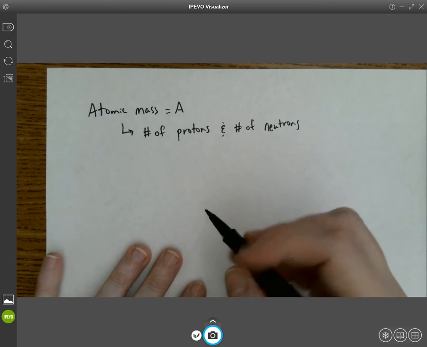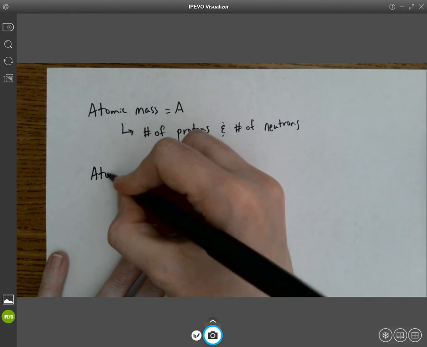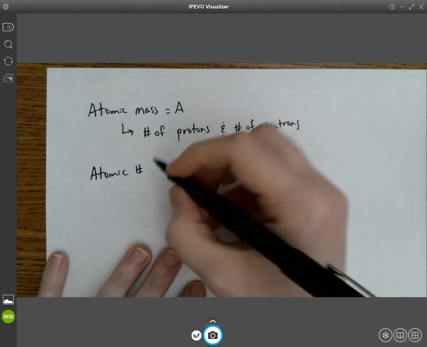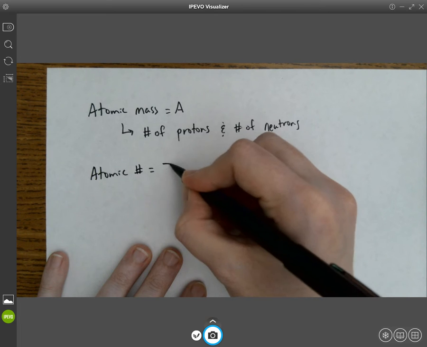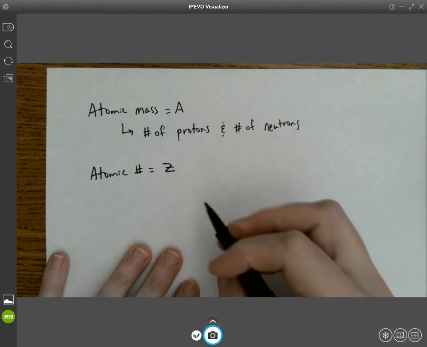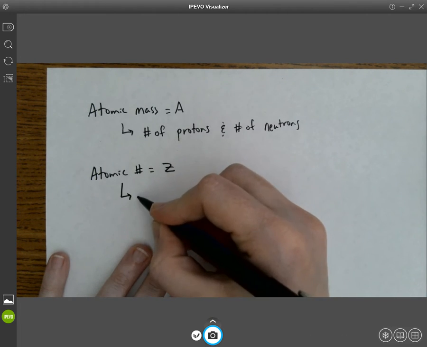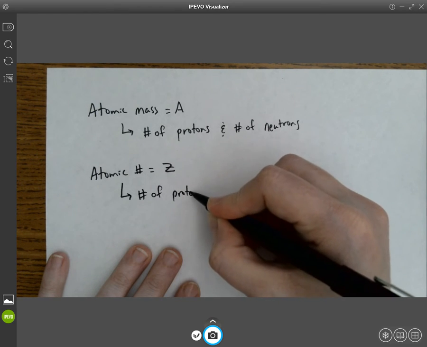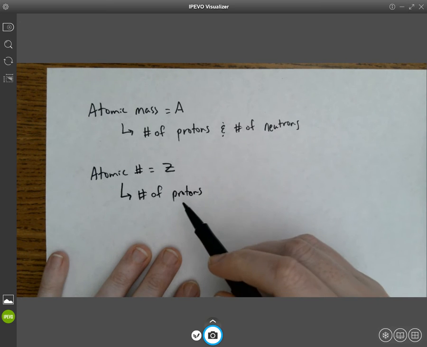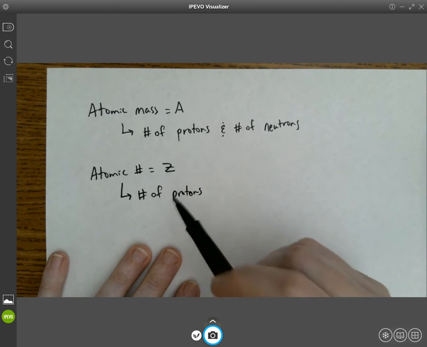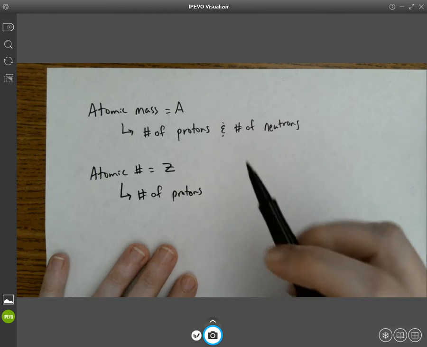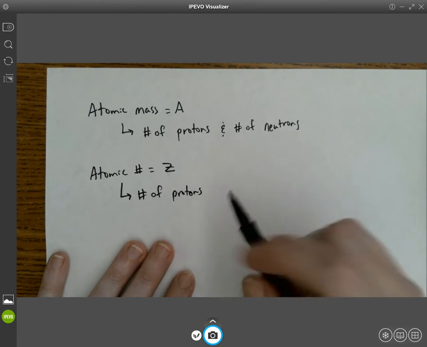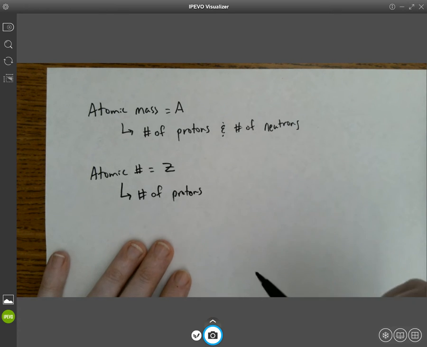Okay, next we have the atomic number, which is going to be represented by letter Z. And this is going to be the number of protons. So the number of protons will determine what atom we have. Okay, so this determines which atom we have, which element we have, is what I should say. So the number of protons determines which element we have.